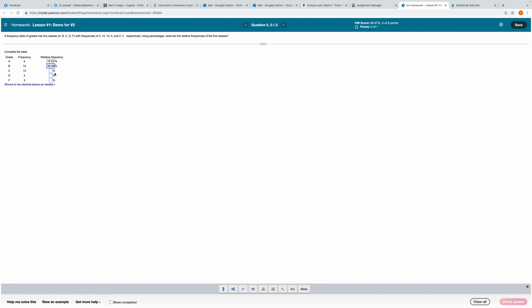And don't put the percentage sign in there or you'll get it wrong. You're communicating with the machine here, so keep that in mind. So I get 34.21. Then 4 divided by 38 is 10.53. See, fat fingers got in the way, so make sure you check what you're doing. And then 3 divided by 38 is 7.89%.